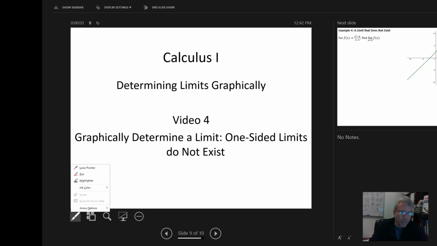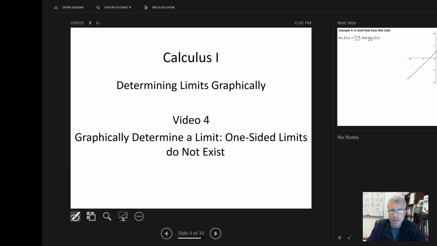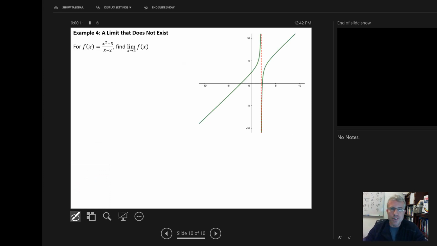So in this video, we're going to graphically determine a limit in the case where the two one-sided limits don't exist, and because the one-sided limits don't exist, the limit itself will not exist. So in this case, we have a function f of x equals x squared minus 5 over x minus 2. We want to right away notice that x cannot equal 2 because plugging in a 2 would cause a division by 0, which is undefined. So we want to notice that f of 2 is undefined.